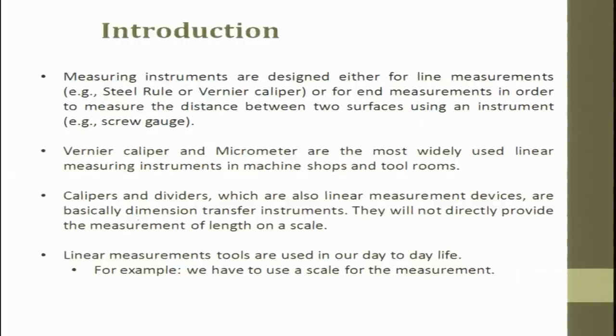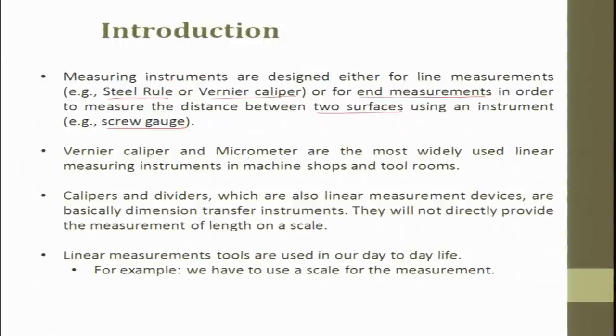So, measuring instruments are designed either for line measurement or for end measurement. We saw earlier how we convert line to end and end to line. When we talk about line measurement, the examples are steel ruler or vernier caliper. End measurement is always to make sure that the flat surfaces are in contact, and then we try to measure the length. An example is the screw gauge.